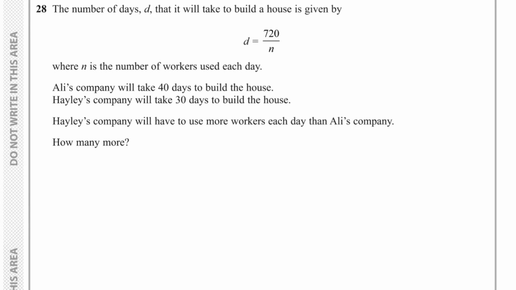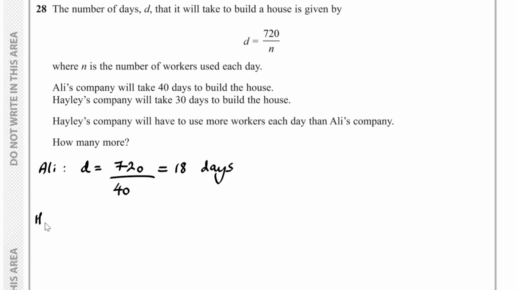Question 28. The number of days d that it will take to build a house is given by this equation here. D equals 720 over n, where n is the number of workers used each day. And Ali's company will take 40 days to build the house, and Haley's company will take 30 days to build the house. Haley's company will have to use more workers each day than Ali's company. How many more? Well, if we consider Ali, n is equal to 720 over 40, which is 18.